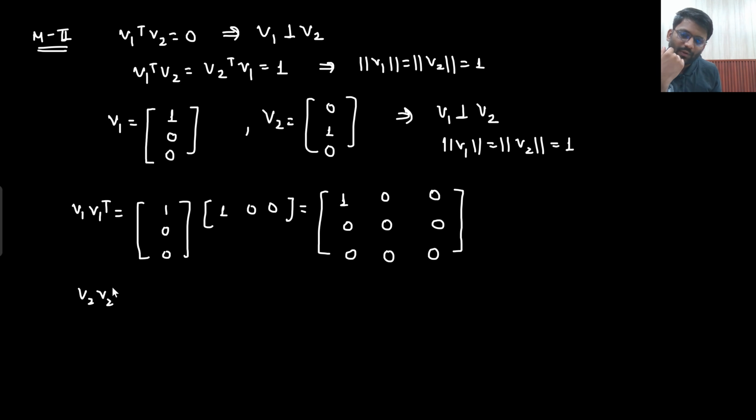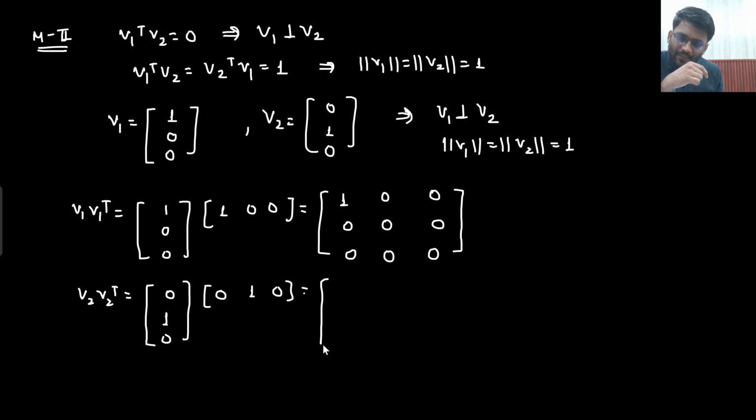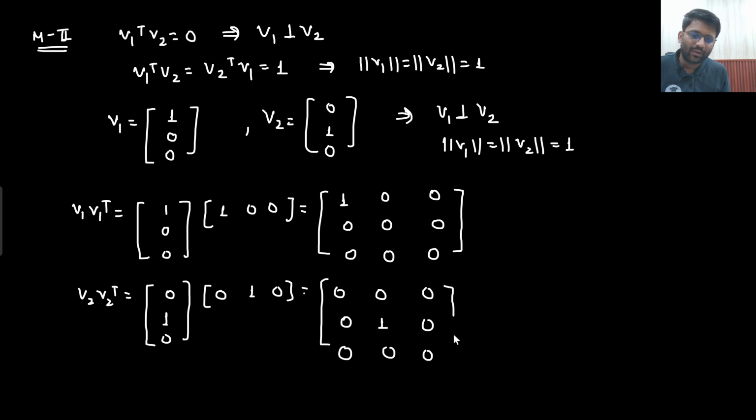And what about V2 into V2 transpose? 0 1 0, 0 1 0. 0 multiplied with 0, then 0 multiplied with 1, then 0 multiplied with 0, then 1 multiplied with 0, then 1 multiplied with 1, and then in the end 0 0 0. This multiplication you can do on your own. So this is the scenario we are getting. Now what is our matrix A? Matrix A is given as nothing but alpha into V1 into V1 transpose plus beta into V2 into V2 transpose.